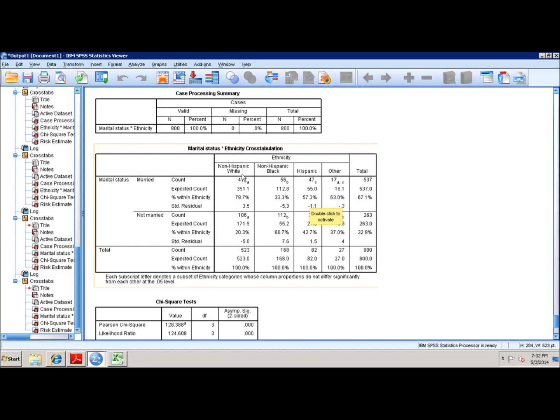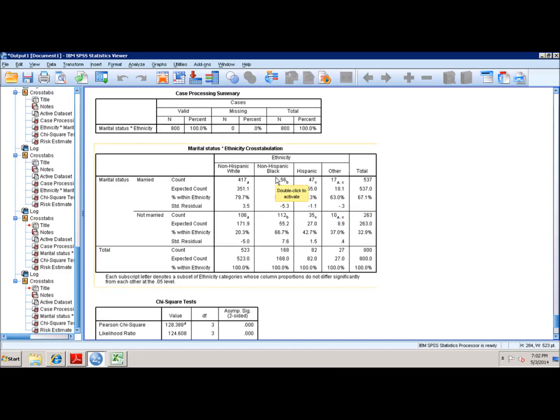Now let's go to non-Hispanic white versus other. We look at the subscript A. In this case we see a matching subscript, therefore we fail to reject the null. We cannot conclude that the proportions are in fact different. And we can see that the proportions are not as different as the others. So with this case we were not able to reject the null.